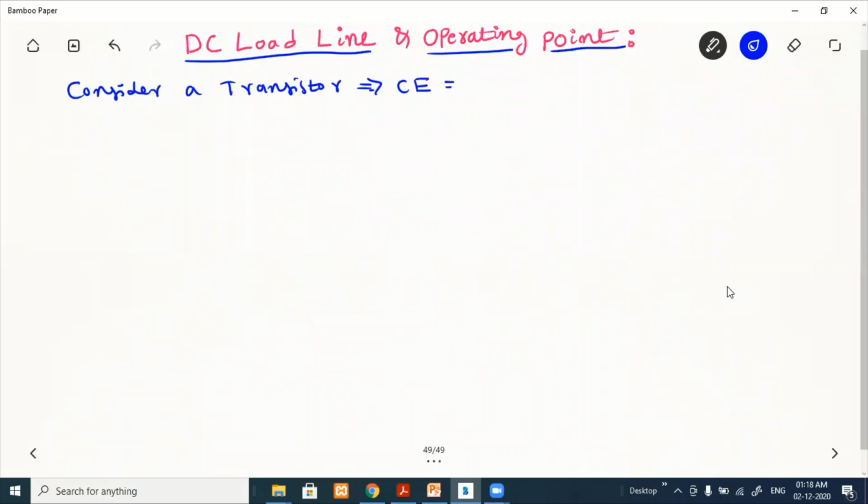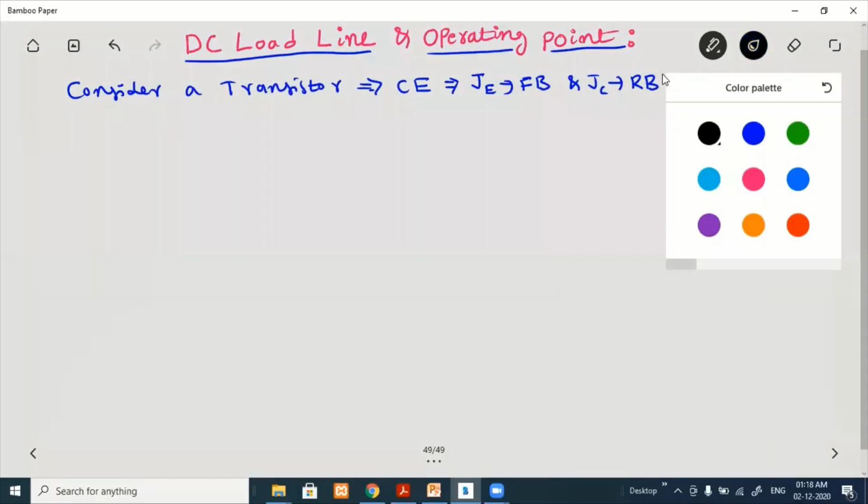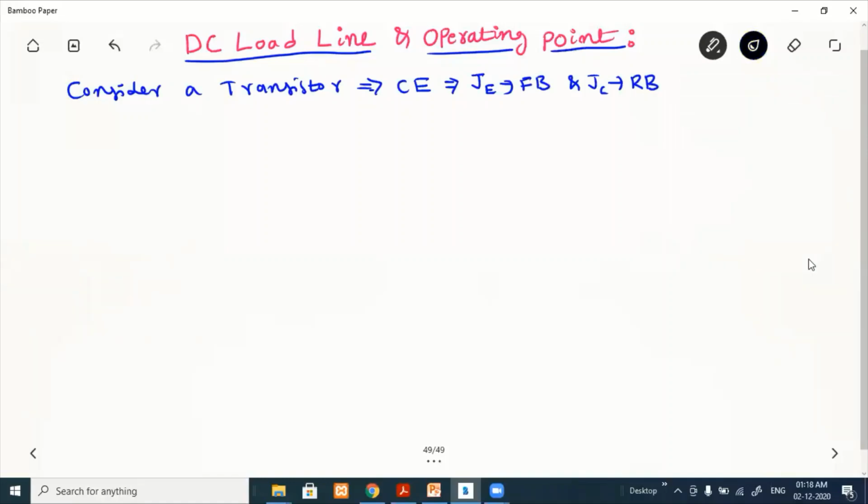And for this transistor, the emitter junction JE is forward biased, and the collector junction JC is reverse biased. Let me draw the circuit diagram. I am assuming the transistor is connected in CE configuration. This is the transistor which is connected in CE configuration.